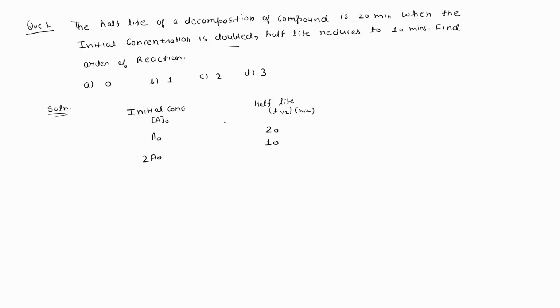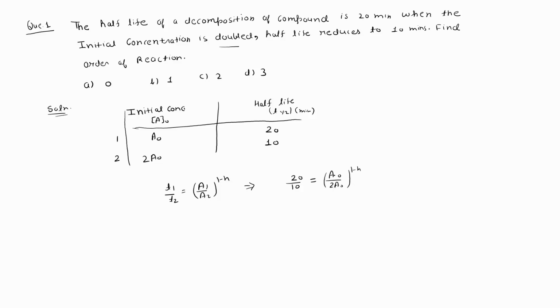Okay, so we derived a formula earlier, and we use the same formula. Let's consider this as 1 and this as 2, so A1, A2. So T1 by T2 is equal to A1 by A2 whole power 1 minus n. So T1 is 20, T2 is 10, A1 is A naught, and A2 is 2A naught, to power 1 minus n. A naught and A naught cancel out. This is 2, and this is 1 by 2 the whole power 1 minus n.